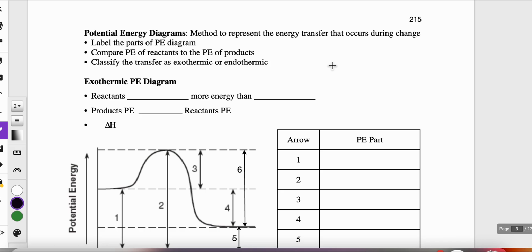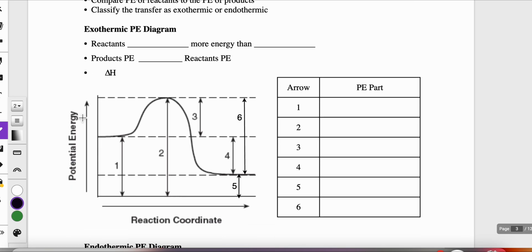Energy diagrams, which is a simple method to represent the energy transfer that occurs during a chemical reaction. You need to be able to classify a potential energy diagram as exothermic or endothermic, compare the relative amounts of stored energy, or potential energy, of the reactants to the products, and then also label various regions of the potential energy diagram. So let's first take a look at an exothermic potential energy diagram.